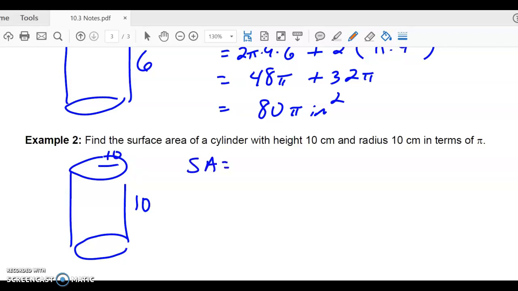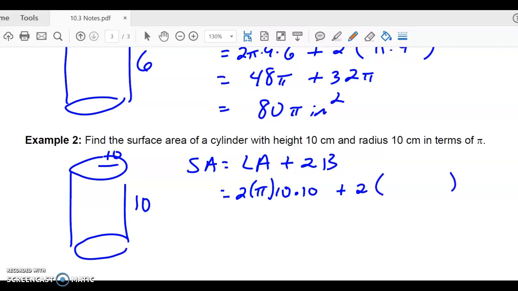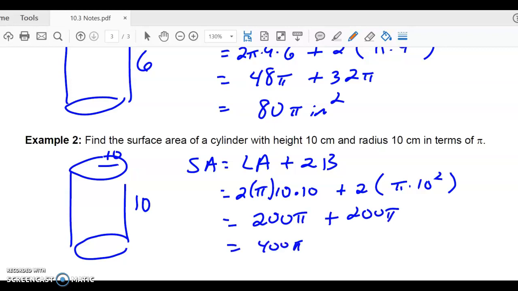So the surface area is equal to the lateral area plus 2 times the area of the base. The lateral area is going to be the perimeter or circumference of the bottom circle. So that's 2 times pi times 10 times the height, which happens to also be 10, plus 2 times the area of the base. The area of the base is pi r squared. So we're going to get 200 pi plus 200 pi for a grand total of 400 pi square centimeters. Good luck on your assignment.